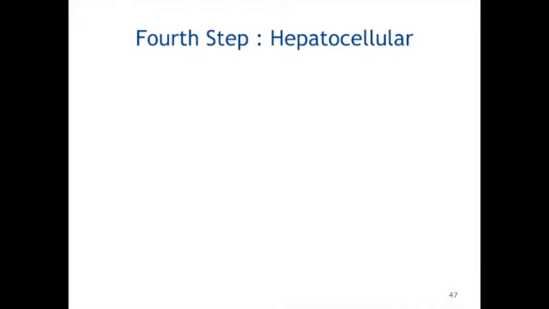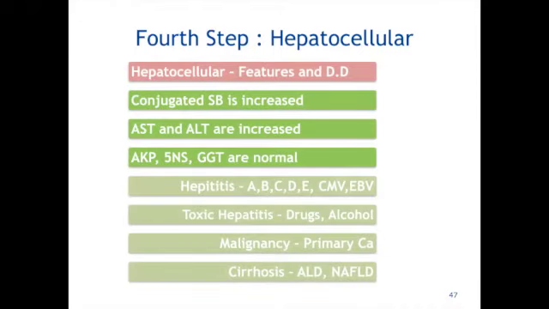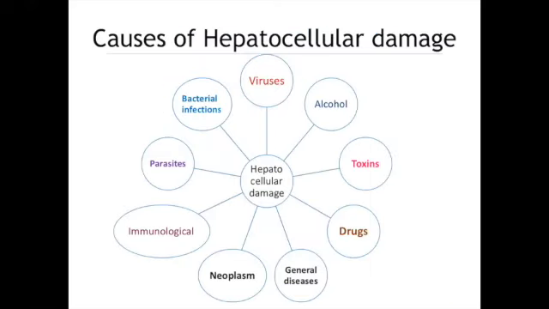The fourth step, the hepatocellular jaundice, you have to look for the features and differential diagnosis. There will be elevated conjugated bilirubin, AST and ALT are increased, alkaline phosphatase, 5'-nucleotidase etc. are normal. It may be due to the conditions as already mentioned, like hepatitis, toxic hepatitis, malignancy, or cirrhosis. So what are the causes of hepatocellular damage? It can be due to various infections, various toxins, alcohol, drugs, or it may be due to immunological damage or neoplasms or part of other systemic diseases.